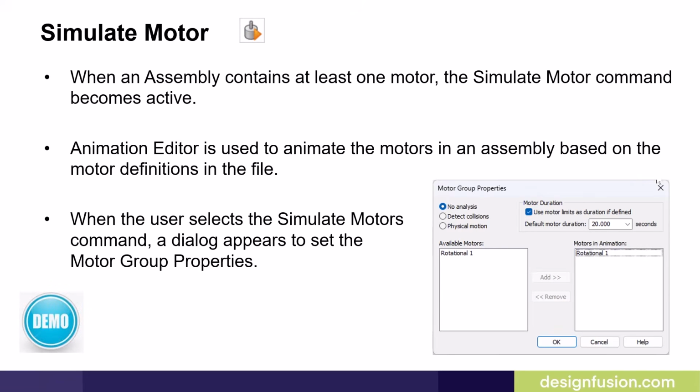When an assembly contains at least one motor, the simulate motor command becomes active. The animation editor is used to animate the motors in an assembly based on the motor definitions in the file. When the user selects the simulate motors command, a dialog appears to set the motor group properties. On the motor group properties dialog box, you set the motor properties that you want, then click OK. Let's have a look at this in Solid Edge.